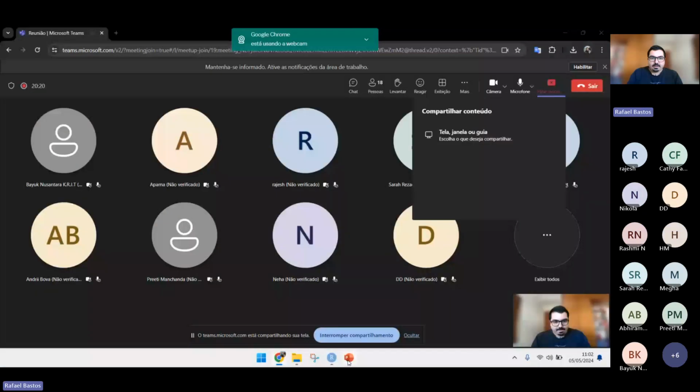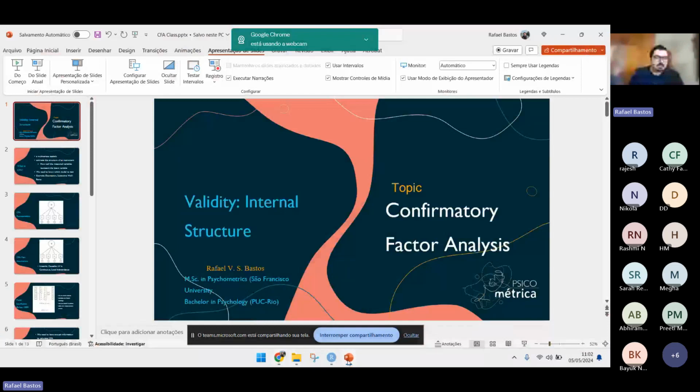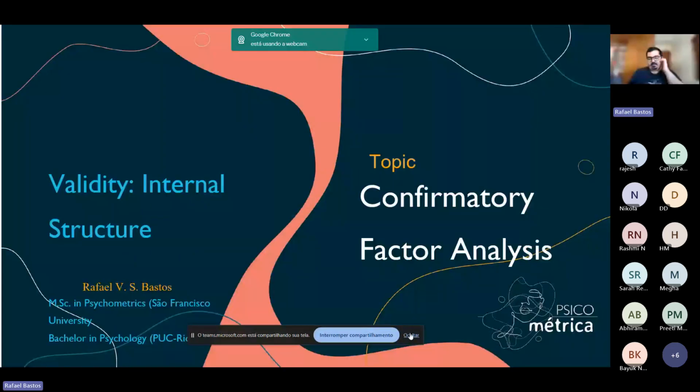First, I'll try to share my screen here. Please let me know if you can see it. Yeah, we can see. Can you see it?